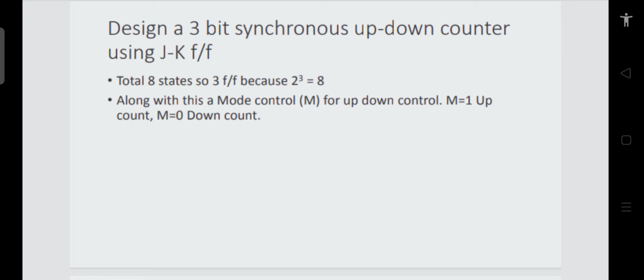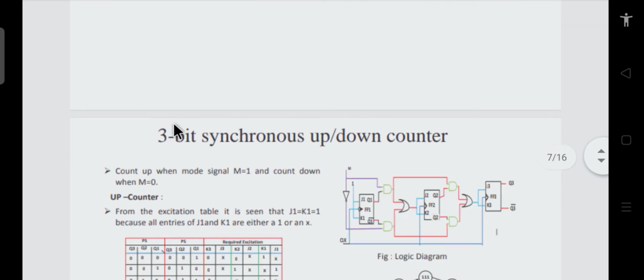You can decide it in the opposite way also, but let's say I assume that for my circuit, when M is equal to 1, it will count in the upward direction, and if M is equal to 0, it should count in the downward direction. So if I decide this, then I have to design the circuit accordingly.